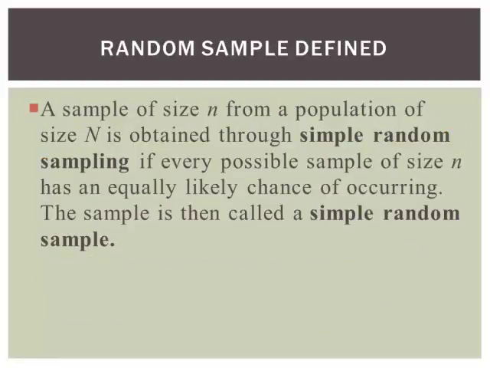So a random sample defined, this is the official definition of it. A sample of size n from the population of size N, so big N is the whole population. We take a little bitty sample from them, obtained through simple random sampling. If every possible sample of size n has an equally likely chance of occurring, the sample is a simple random sample. So that's the official definition.